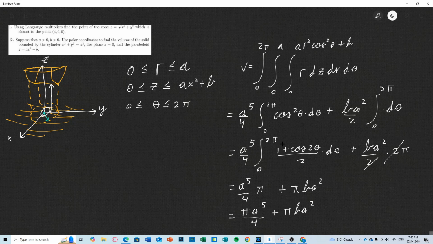and then our final answer can be written as pi a to the 5 over 4 plus pi b a squared. And if you're wondering how to simplify this, you just take the 2 out and do a u sub here. But if you want to skip ahead, cos 2 theta from 0 to 2 pi always just equals pi.